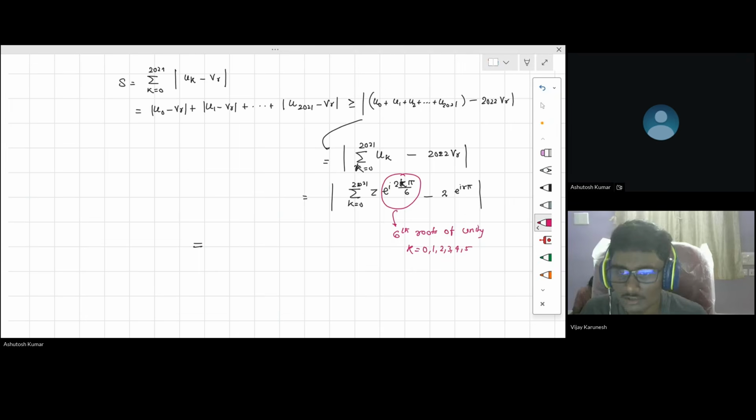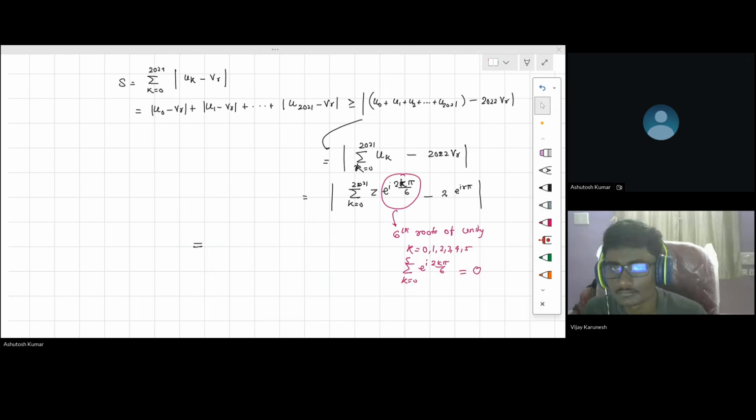And the sum of all the sixth roots of unity, say k goes from 0 to 5 only, and I'm writing e to the power i 2k pi by 6, what do you tell? That will be 0, correct or not? And you notice how many total terms are there? 2022. But 2022 is evenly divisible by 6 actually. So after 6, again it will repeat the next 6 of the same thing. So the total sum will be 0. Exactly. This sum total will be 0.